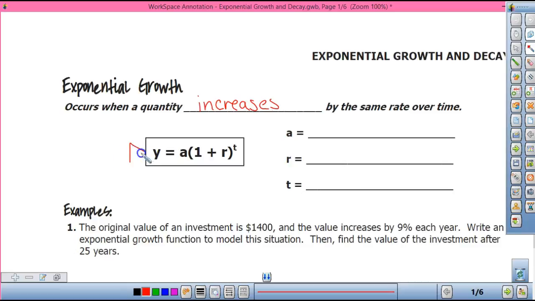So this little guy right here is our formula. Y equals A, and then inside here is our growth rate, our 1 plus R, to the T power. So our A is our starting value. Our R is going to be our rate of change. And the T stands for time.